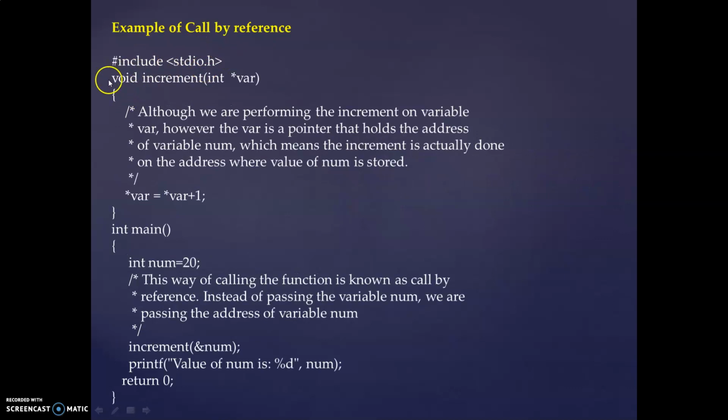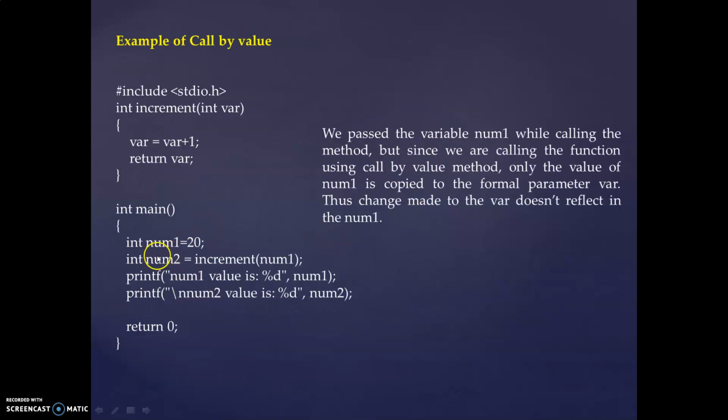In this call by reference I am taking a main function body. You can see this is the calling function and this is the called function. Again the same case. Here I am taking a variable num equals 20, initializing a value. After that I have written there, this way of calling the function is known as call by reference. Instead of passing the variable num, we are passing the address of the variable. So here I am writing num equals 20. In the previous example we had written num2 equals increment num1.